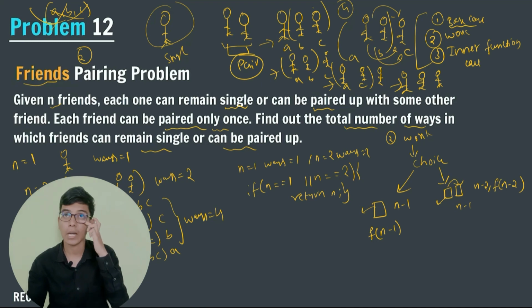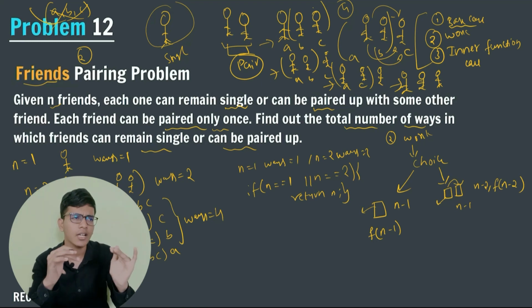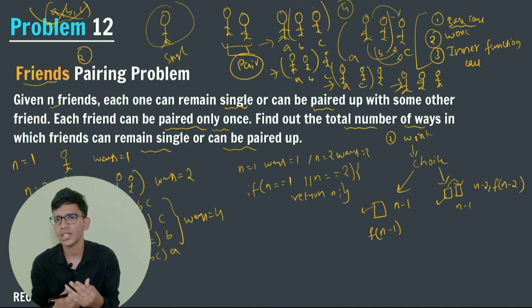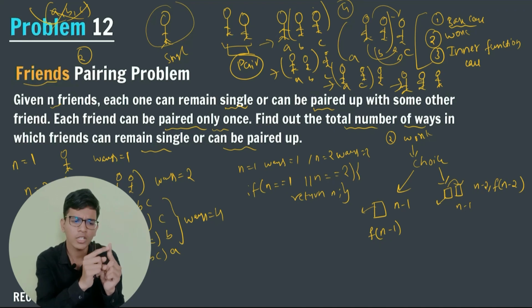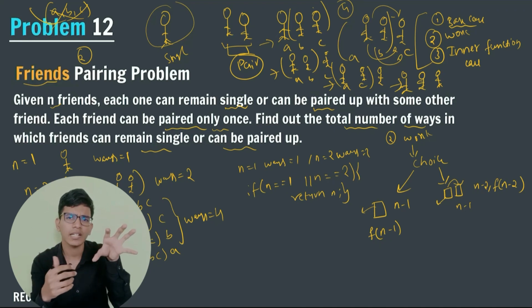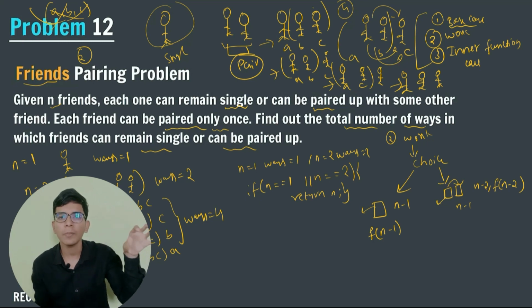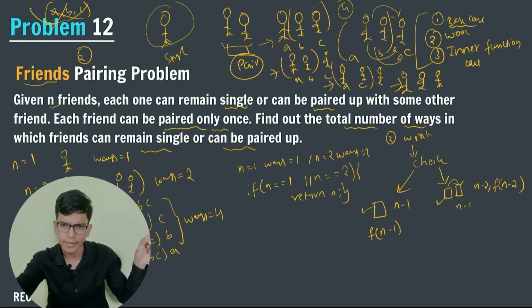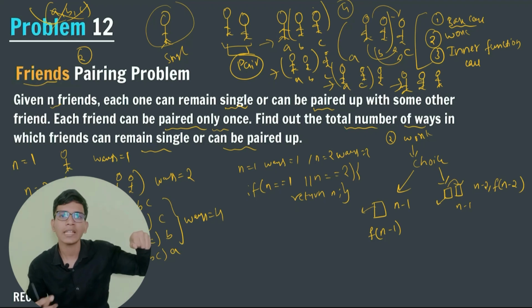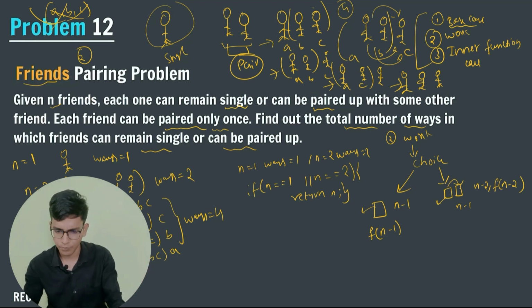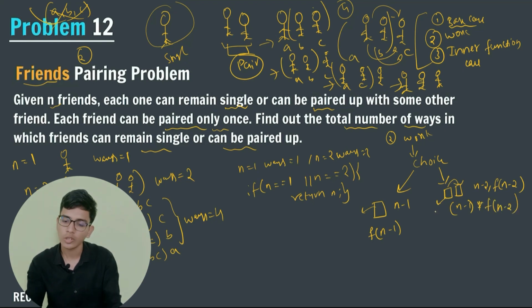You can imagine, suppose there are 3 friends, A, B, C. How many pairs can A make? He can make only 2 pairs because there are 2 persons left, right? Similarly here, given n number of friends, if one person wants to make a pair, then the total number of persons left are n minus 1. So he can make pairs with n minus 1 friends, right? So n minus 1 into f of n minus 2. These are the number of ways.